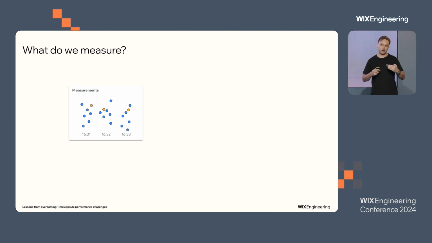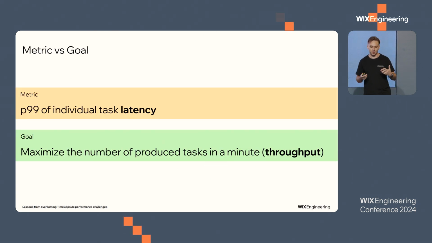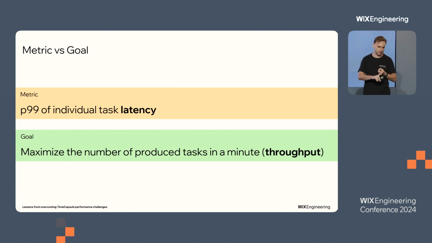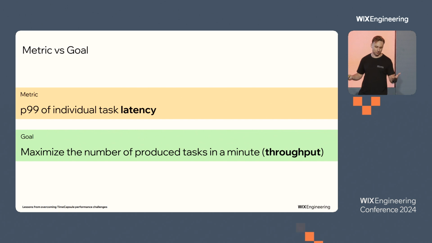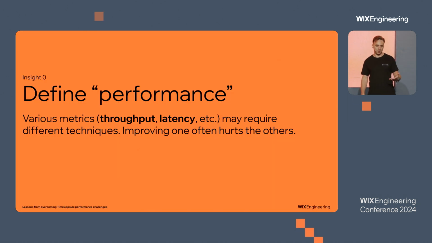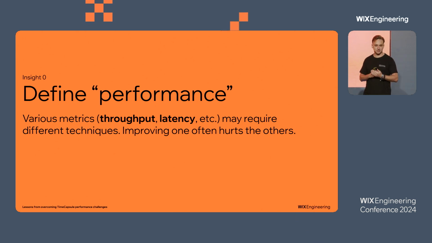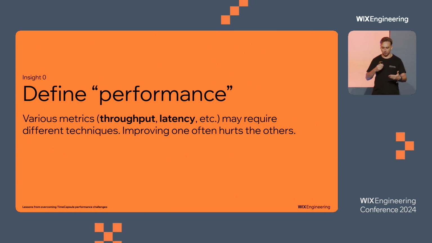But in the beginning, we were trying to improve how many tasks we produce in a minute. So we were trying to improve our throughput, but we were measuring latency. And it's not just latency, we were measuring inaccurate latency, and we were also applying a nonlinear function to it. So there is no correlation between what we measure and what we're trying to improve. And so the first insight from this anecdote is: define what you mean by performance. Because performance is a very abstract word, and different performance metrics require different techniques, which sometimes conflict with each other. Improving throughput may hurt latency, and vice versa.